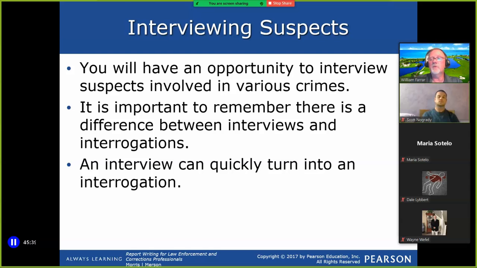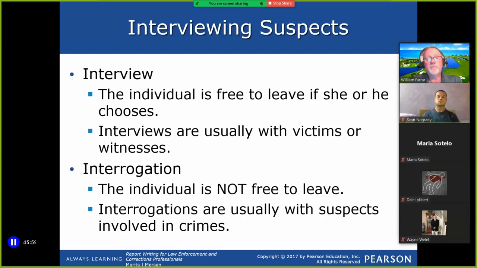You might be interviewing somebody you believe is an involved party or a witness, and it turns out, wow, based on the info I'm getting, this person might actually be involved. And that happens too. So just know that an interview can actually turn into an interrogation. Some basics with an interview: the person's free to leave if they choose to. Interviews, again, are usually with victims, witnesses, reporting parties, etc.